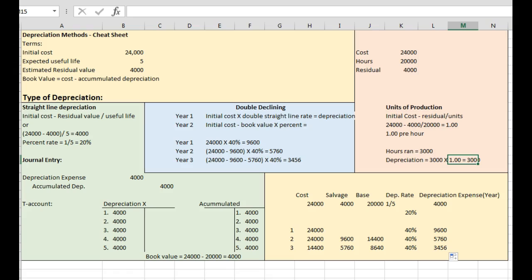So that kind of explains the depreciation methods. Now we're going to do some of those. So hang in there.